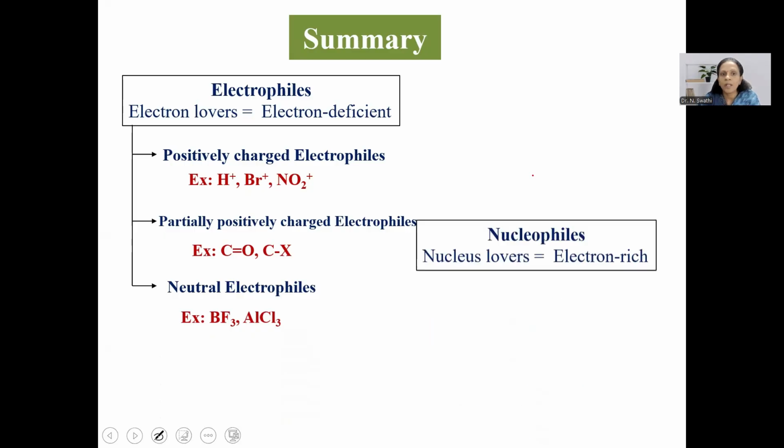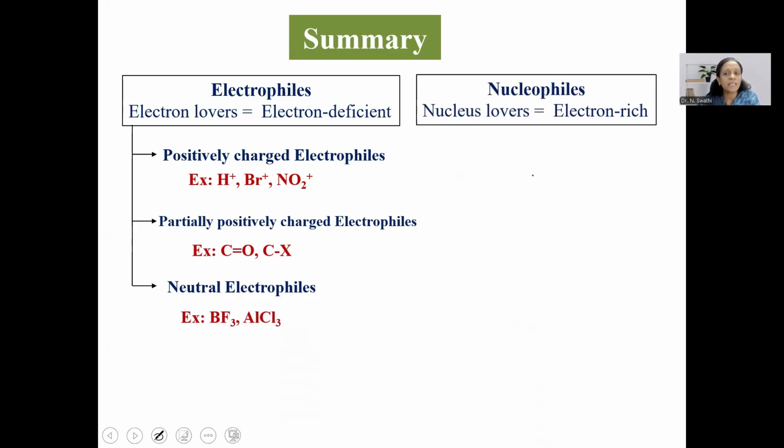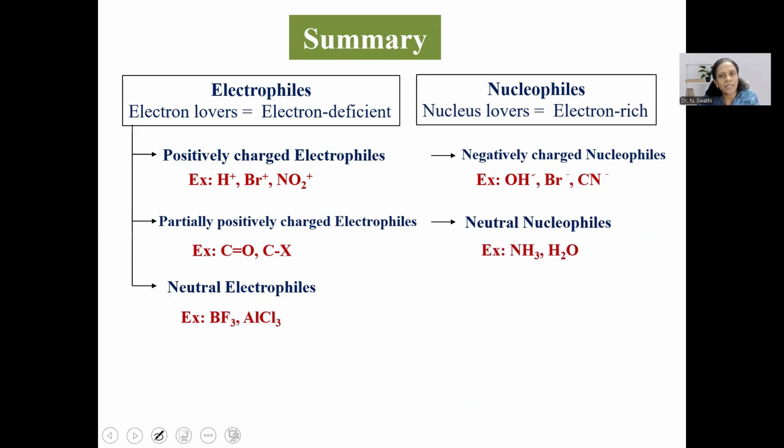Now coming to nucleophiles, they are nucleus lovers. That means they are electron rich species. Coming to the types, they are classified into negatively charged nucleophiles, which are hydroxide ion, bromide ion and cyanide ion. The second class of agents are neutral nucleophiles, which are ammonia and water. And the third type of nucleophiles are the carbon-carbon double bond in alkenes and the carbon-carbon triple bond in alkynes, which are considered nucleophilic in nature.